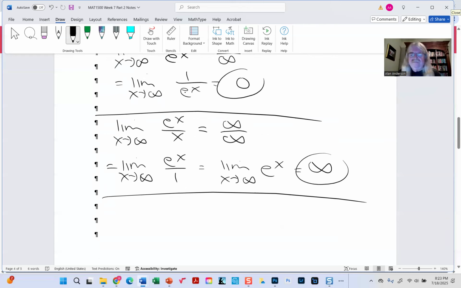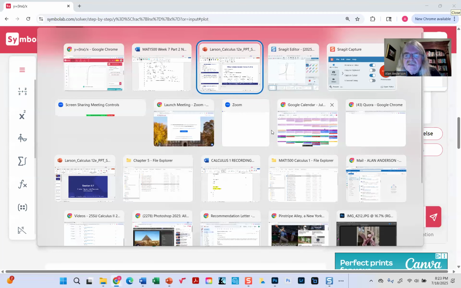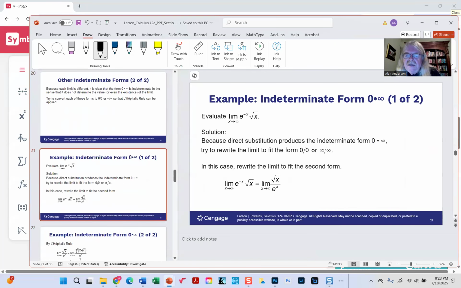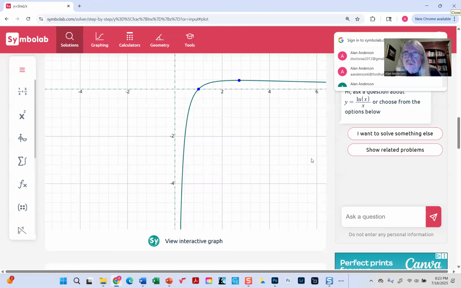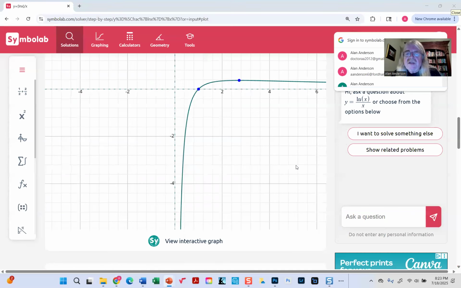All right. Now we have, here's a tricky one. And again, you can see where this is going. It's an indeterminate form, but not one of the ones that we can apply L'Hopital's rule to. So the challenge is to rewrite it in such a way that it is possible to use L'Hopital's rule.